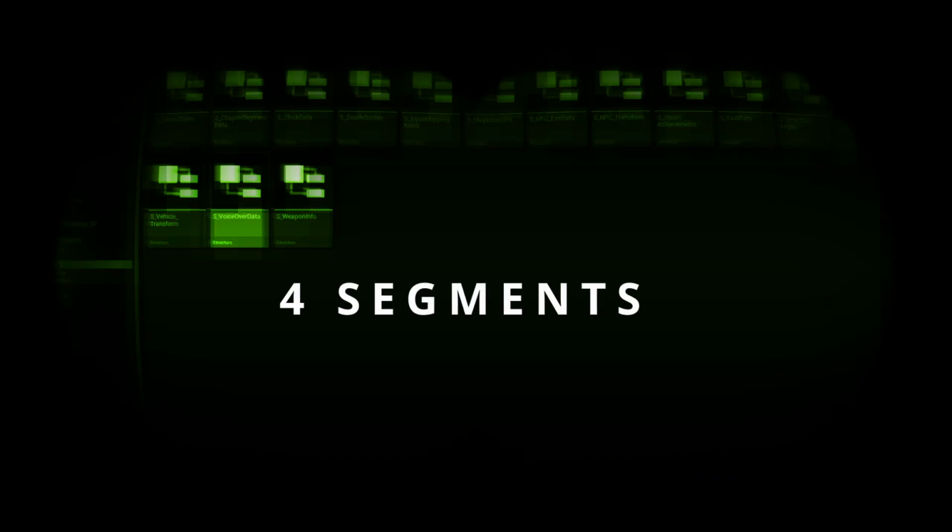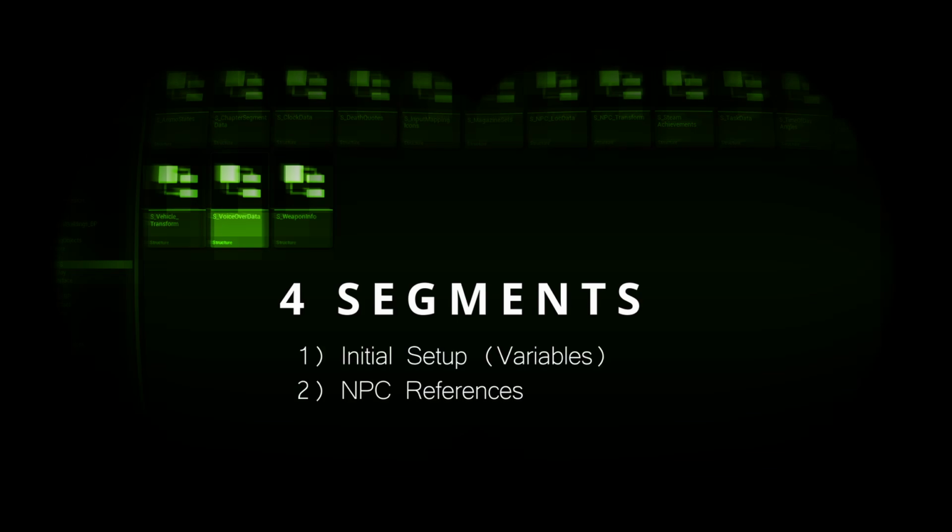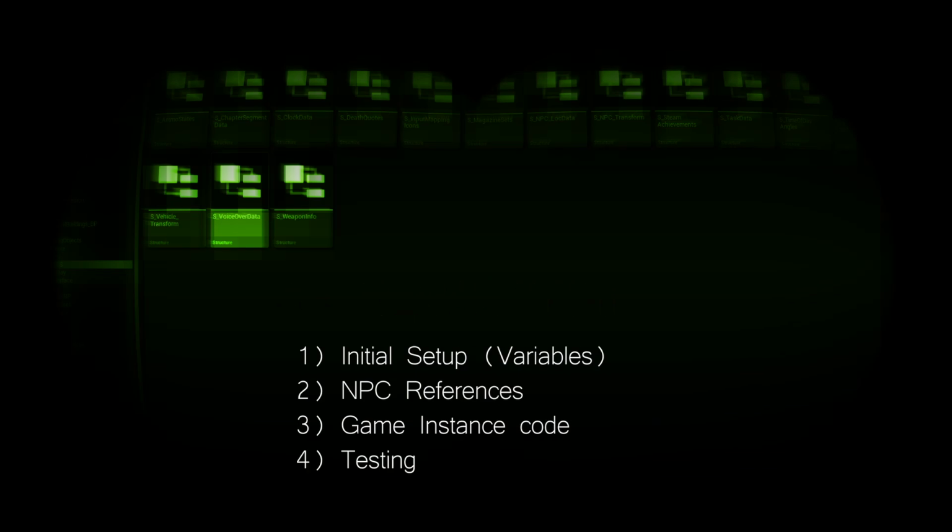In this tutorial, there will be 4 major segments that we'll be discussing. First is the initial setup, that being the struct and the data table. The second being gathering the references from all of the NPCs and the player itself. The third and the most important one is the setting up of game instance and its own interface. And then lastly, we'll just test it out. So let's talk about the main theory.